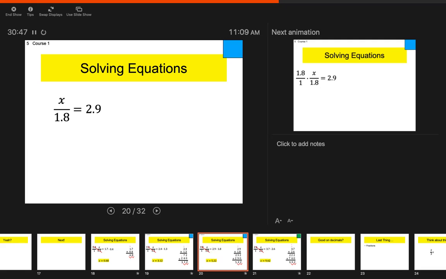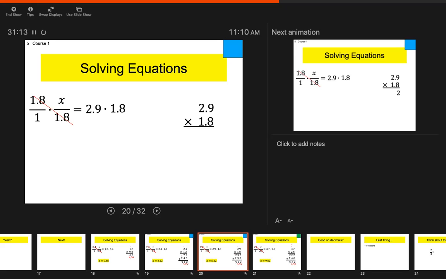Let's see. X on top, 1.8 on the bottom. 1.8 is attached by division. We get rid of division by multiplication. Multiply both sides by 1.8. 1.8 cancel. I got two digits. Doesn't matter which one goes on top. I don't care about lining up the decimal places. I just put the one with the most digits on the top, the one with the least on the bottom, and I do the multiplication algorithm.